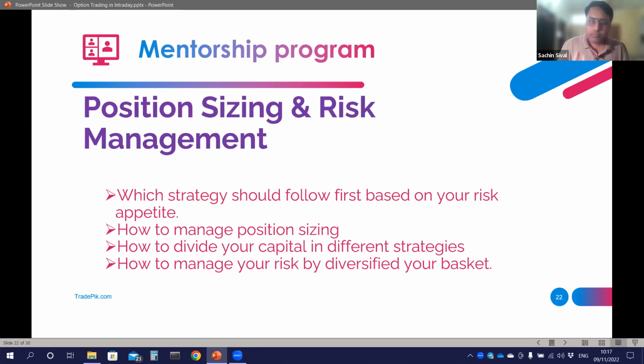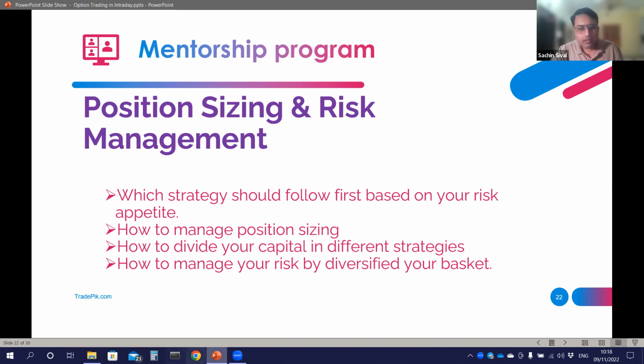We will talk about position sizing and risk management. Position sizing is like this: every person has a different risk appetite, so based on your risk appetite, we will learn how to define your position sizing. We can discuss it in the one-to-one session, or when we arrange some weekend query sessions, you can ask and we can work on it.